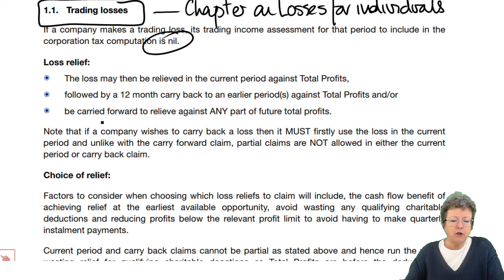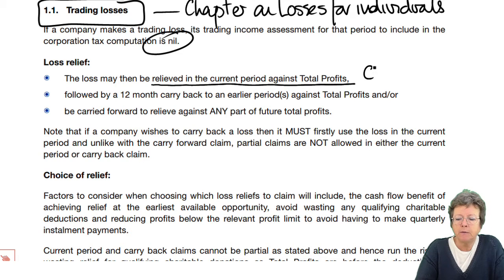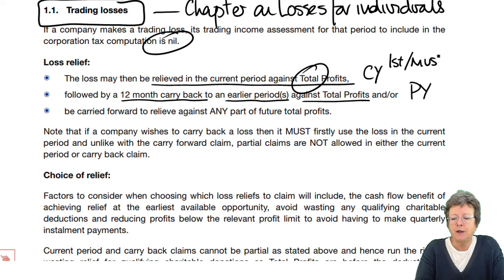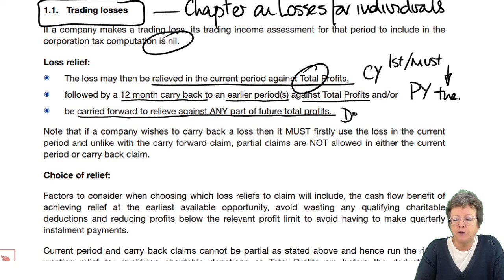Now, we're going to look in more detail on these later, but as an introduction, loss relief. We can relieve it in the current year or the current period against total profits. We can carry it back 12 months to an earlier period against total profits. Now, in order to do that, you must do a current year first, and then you can do a previous year. That's different from individuals. And then you can carry it forward to relieve against any part of future trading profits. That's what's known as the default position.